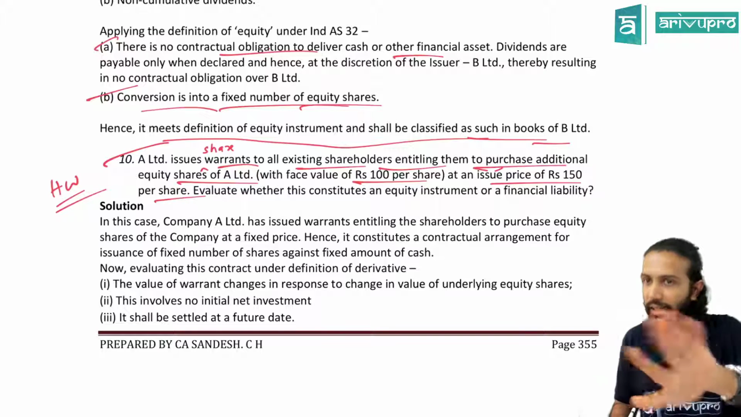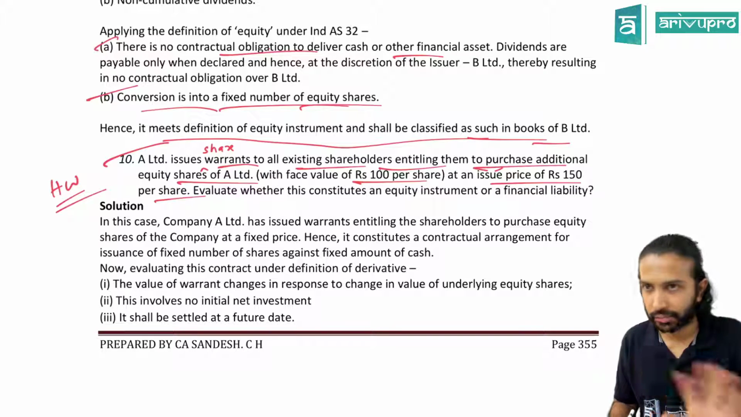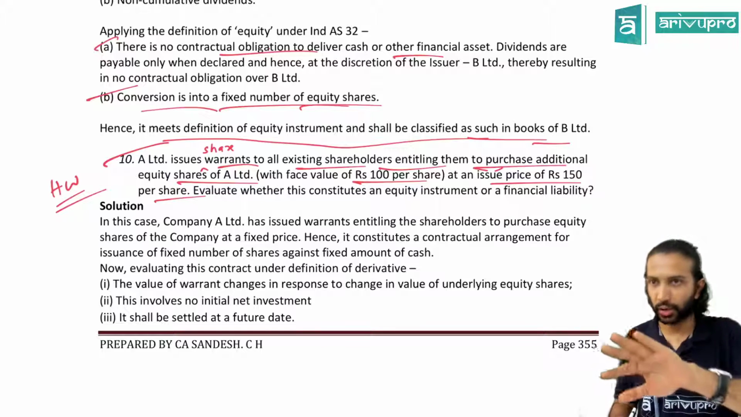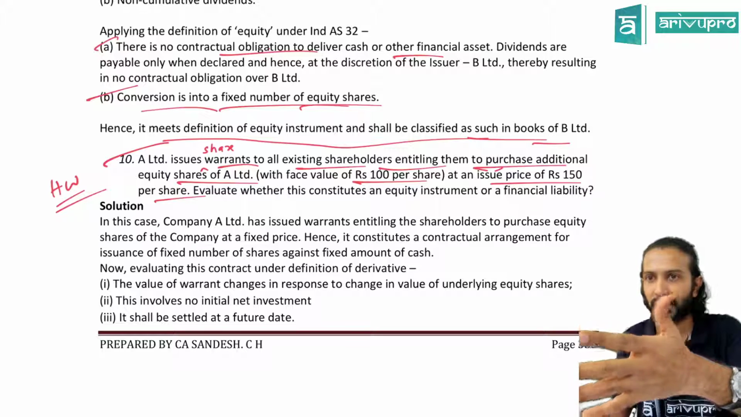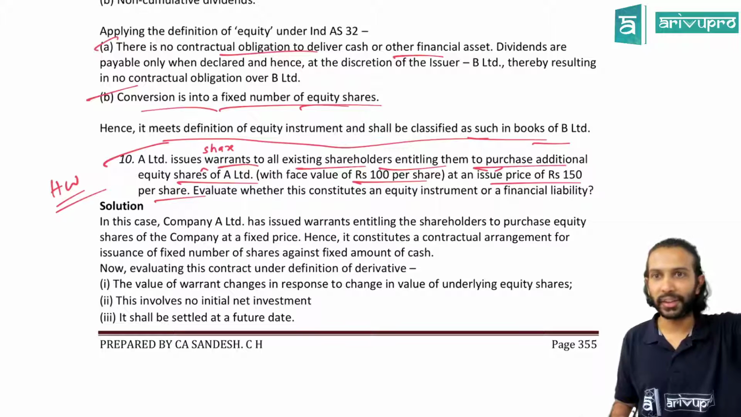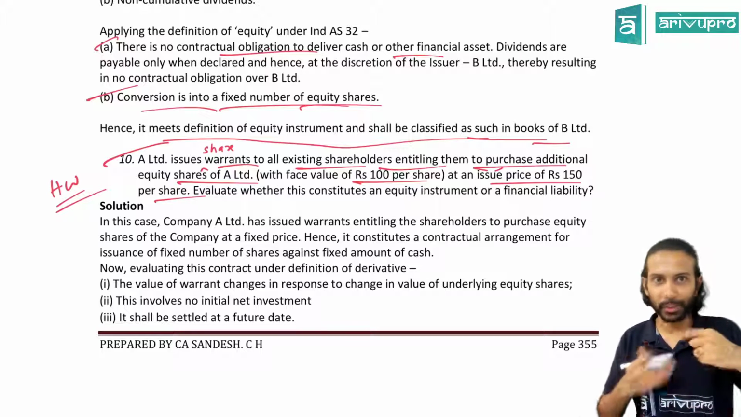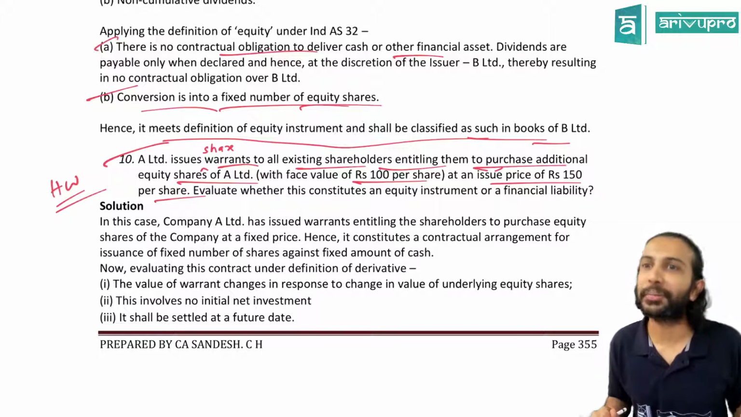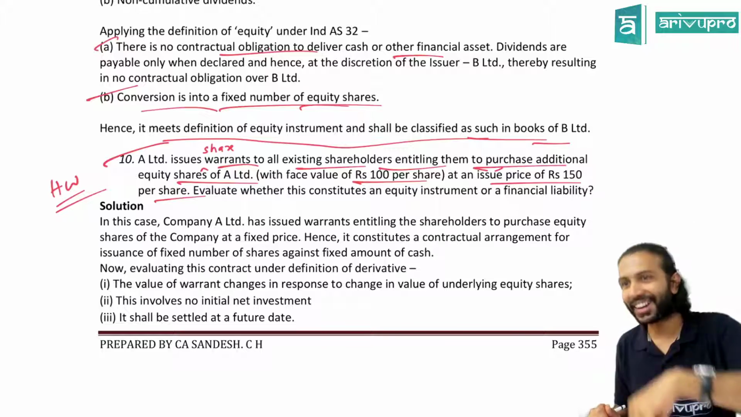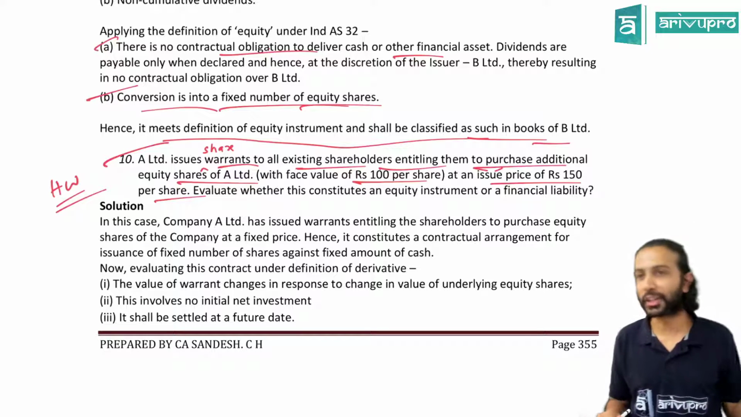If there is physical delivery happening, it is not a derivative. If the shareholder says, I don't want your share. Now, share price has become 160. I can buy it from you for 150. That means 10 rupee gain for me. You give me only gain. Then it becomes a derivative. Then you have to do some other accounting for it.